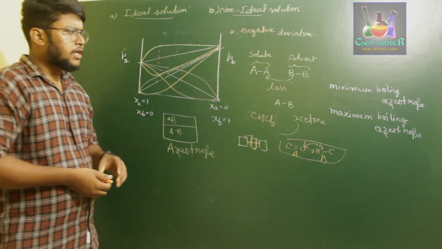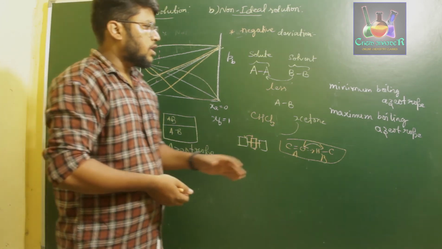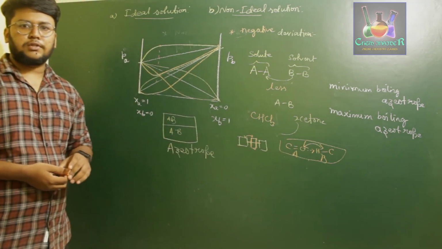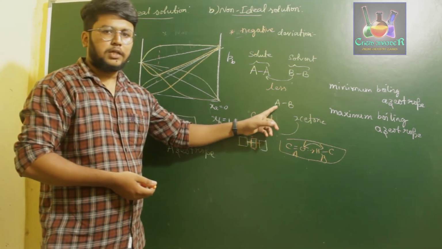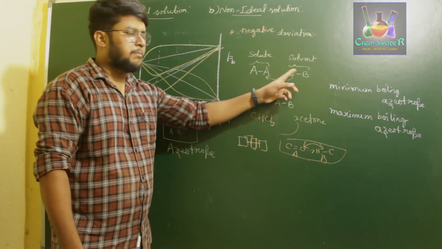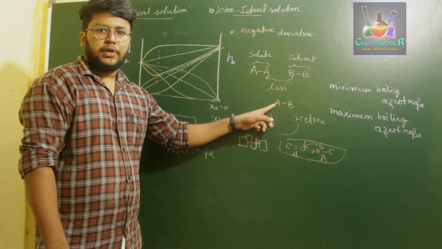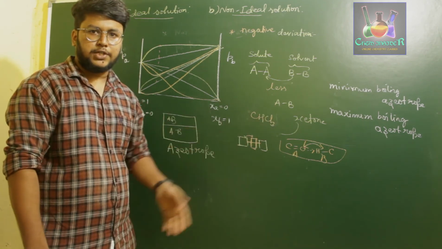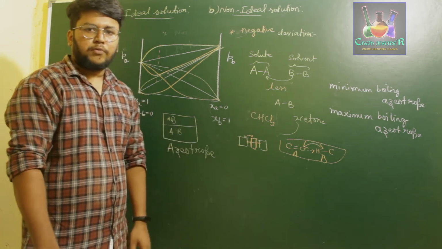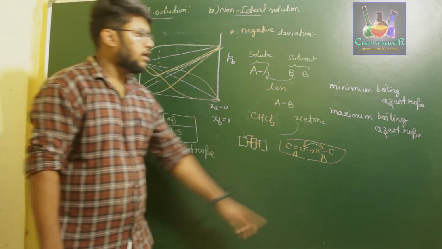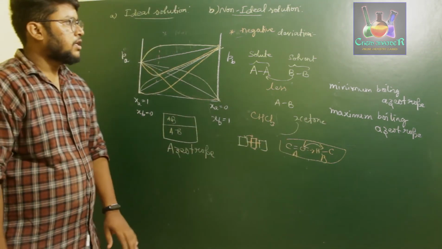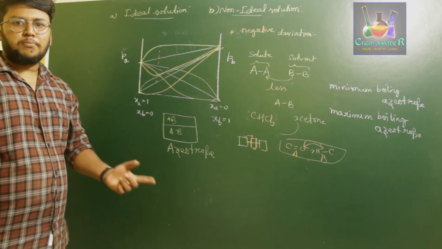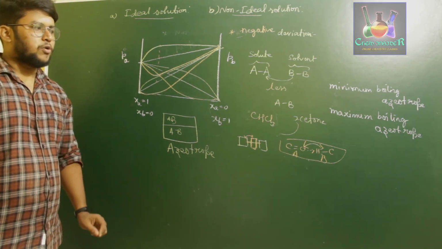Similarly, in the case of maximum boiling azeotropes, those azeotropes are obtained when we observe a negative deviation ideal solution. Since AB has a greater attraction when compared to AA and BB, AB will show lesser tendency to form vapors. Therefore, we have to provide more temperature, so their boiling point will be high. Therefore, they are nothing but maximum boiling azeotropes. That is, a negative deviation ideal solution obtains the azeotropic condition at a maximum boiling point. Hence, they are called maximum boiling azeotropes.